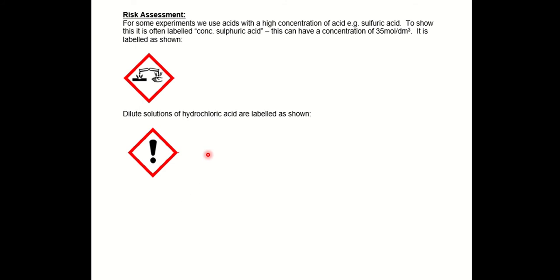So these are what are called a moderate hazard. Remember, this symbol is for a moderate hazard. In other words, if you got them onto your skin, it mightn't necessarily cause burns, but it might cause some irritation like itchiness and things like that. So these are the two labels that we use most commonly. So with sulfuric acid, we'll quite often see things like this on it. With hydrochloric acid, particularly dilute solutions, these.